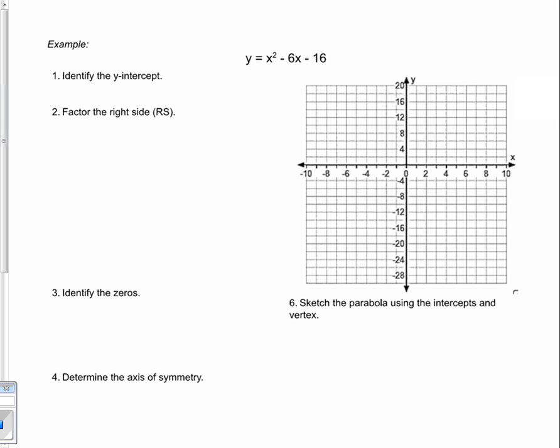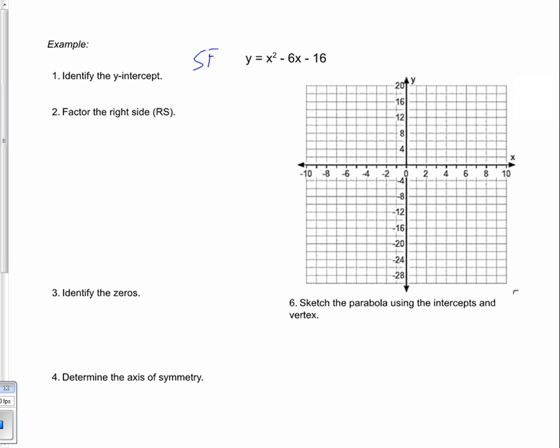Now we're going to start taking a look at 3 examples to illustrate this point, and just try and hammer home the concept a little bit further. Okay, so in our first example, we have an equation that's written in standard form, and that is y is equal to x squared minus 6x minus 16.